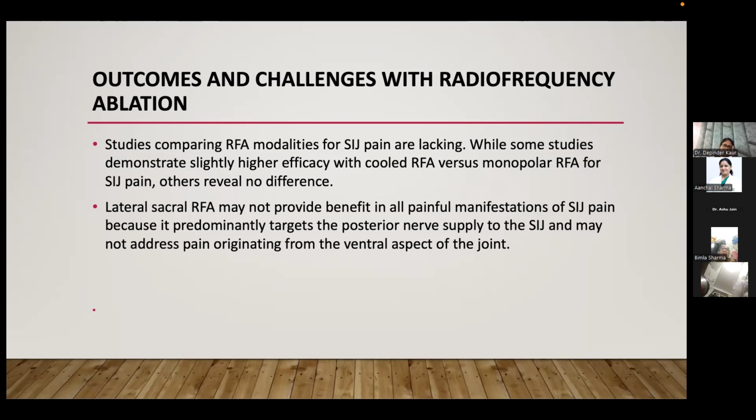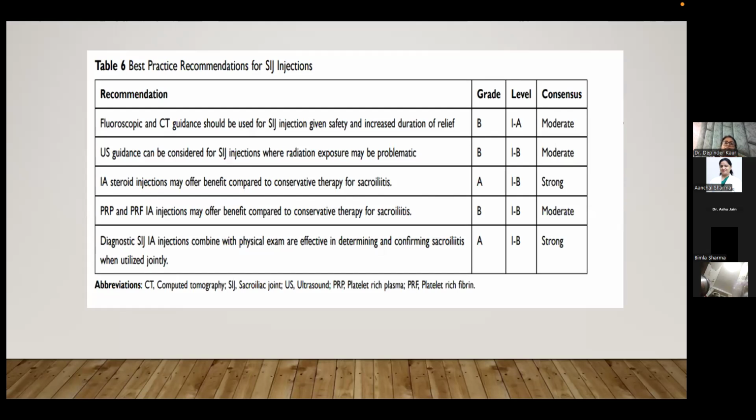And the most important aspect: till now we are saying that the lateral sacral branch is the diagnostic criterion. We are assuming that the posterior SI joint is the cause of the pain, but we have not confirmed whether the anterior part of the joint is also contributing to the pain. With lateral sacral branch radiofrequency ablation, sometimes you cannot benefit a few patients. The reason is that in those patients, maybe the intra-articular part or the ventral part of the joint is the basic pain generator. So these are the best practice recommendations for SI joint injections.